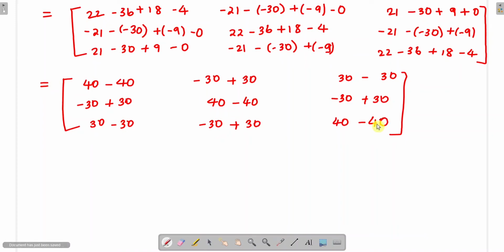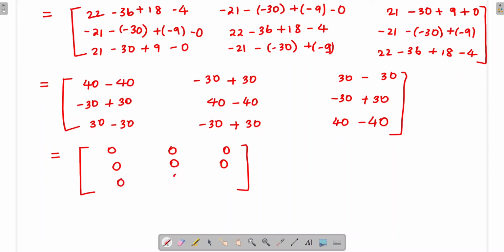So these problems are very easy, only thing they are lengthy. The method is the same, mostly. So 40 minus 40 is 0, minus 30 plus 30 is 0, 30 minus 30 is 0, and so on for every entry. So you have got a 0 matrix.